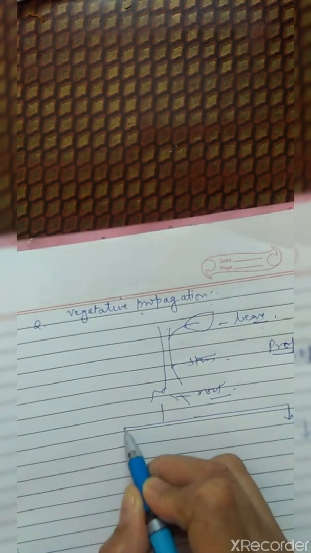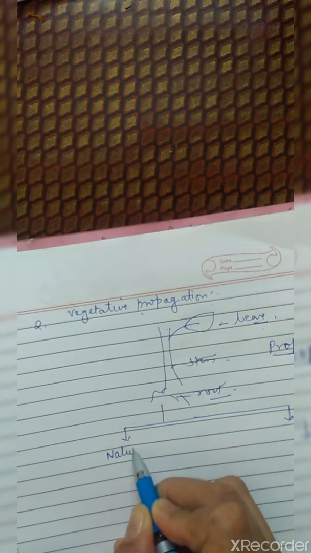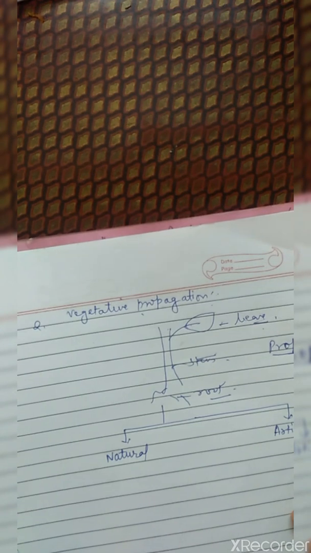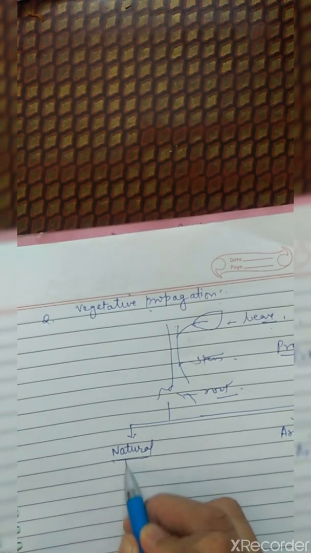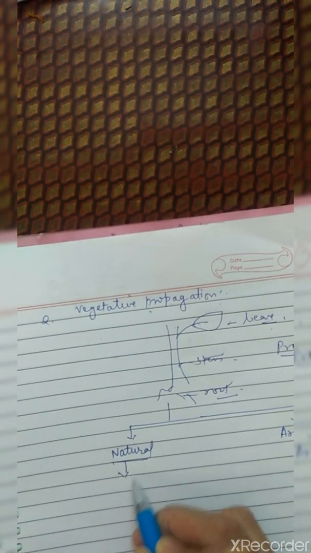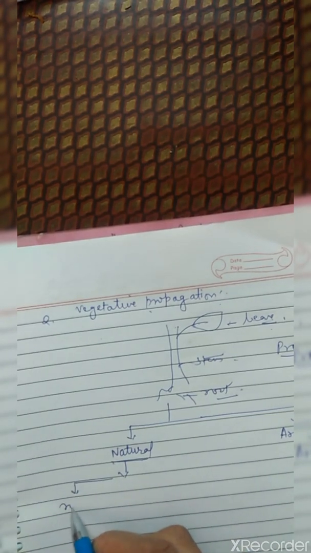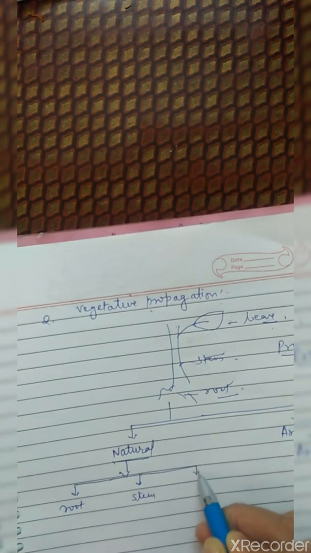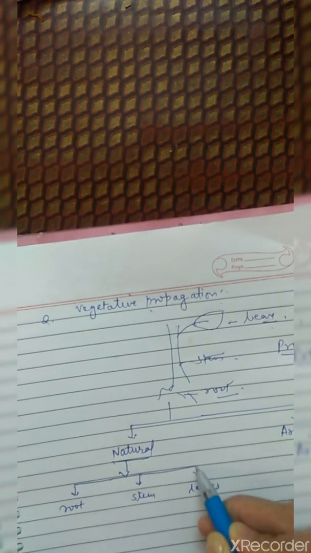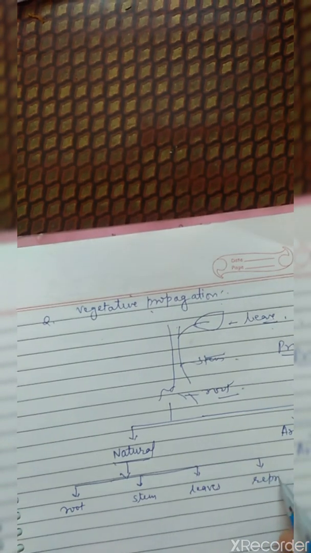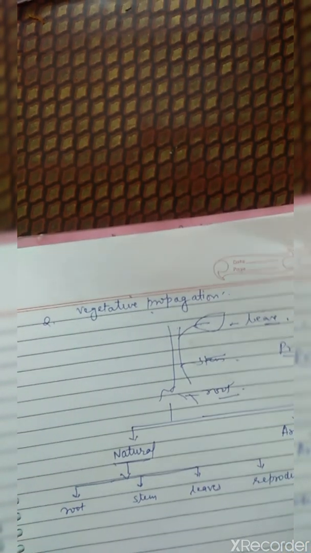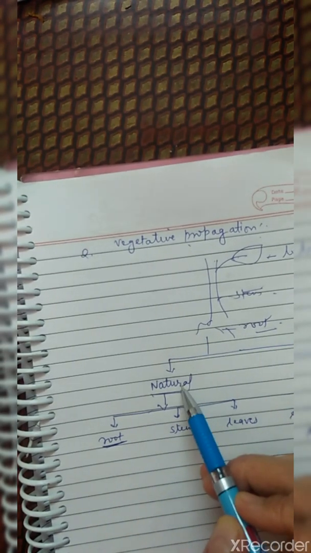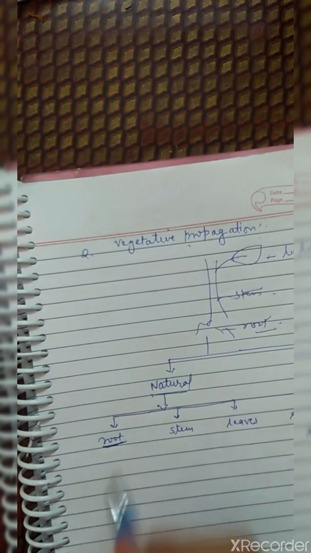Vegetative propagation is also of two types, natural and artificial. Natural means it occurs by plant organs, for example root, stem, leaves and other reproductive organs. What are the examples of natural vegetative reproduction?